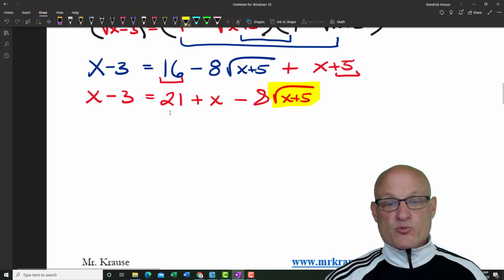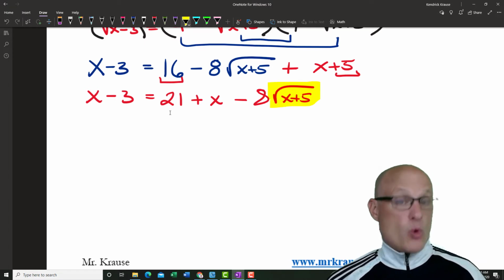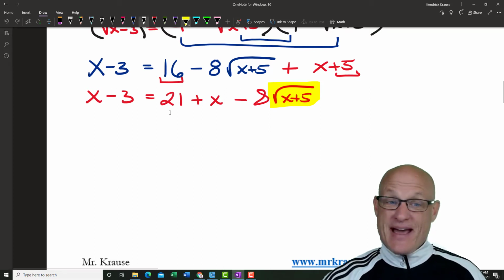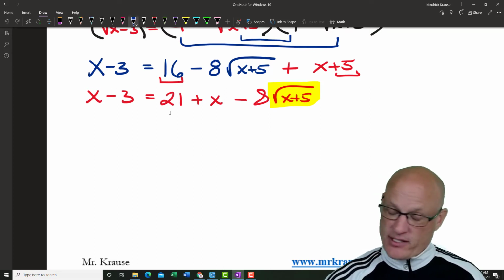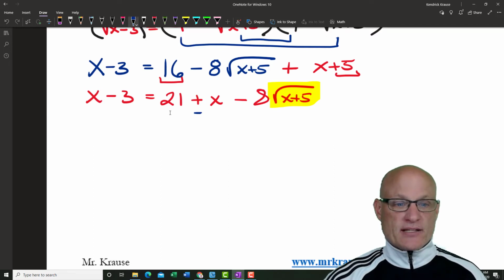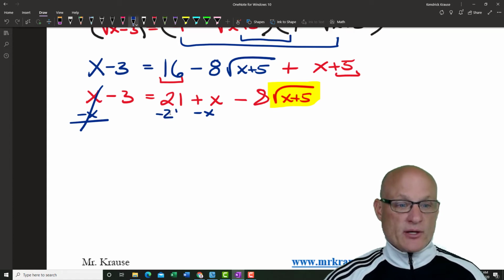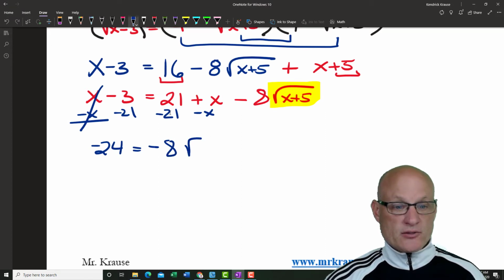So the first step really is designed to get rid of one of the radicals. Then you just got to kind of do it again and get rid of the second radical. The math actually is not that difficult. You just got to pay attention to detail. So we're going to subtract this x over. Gone. That doesn't always happen. We're going to subtract this 21 over. Be careful with your math here. This is negative 24 equals negative 8 square roots of x plus 5.